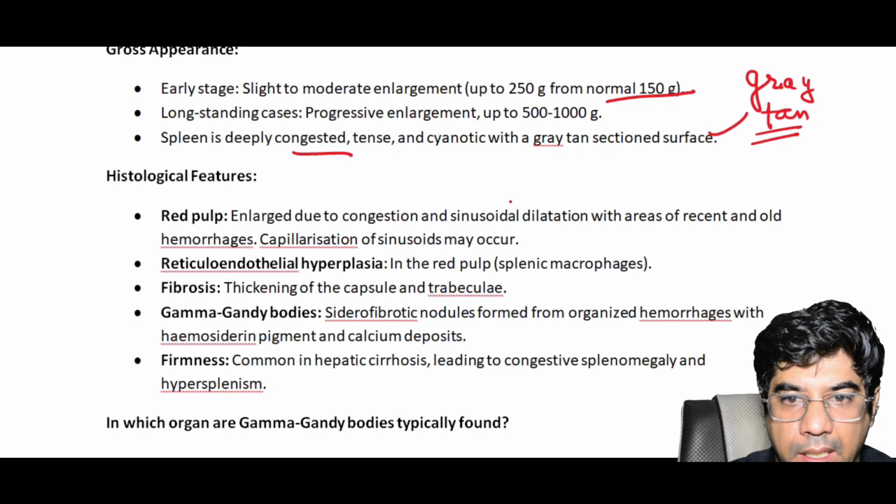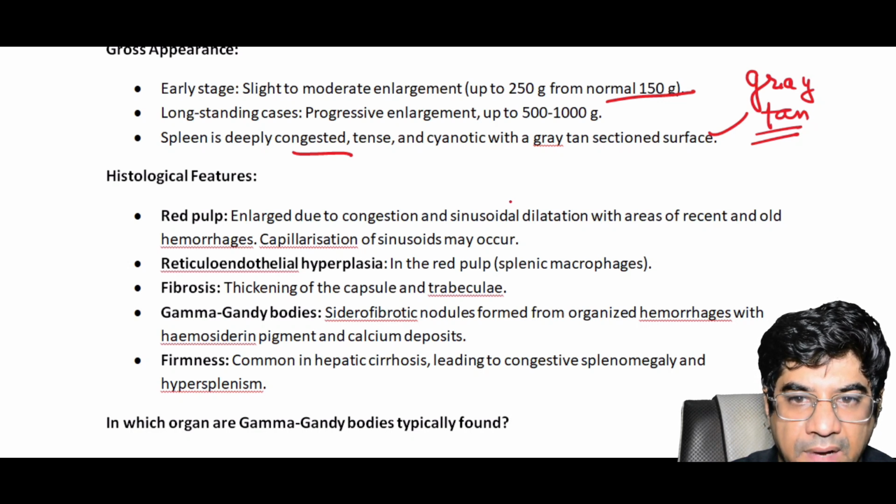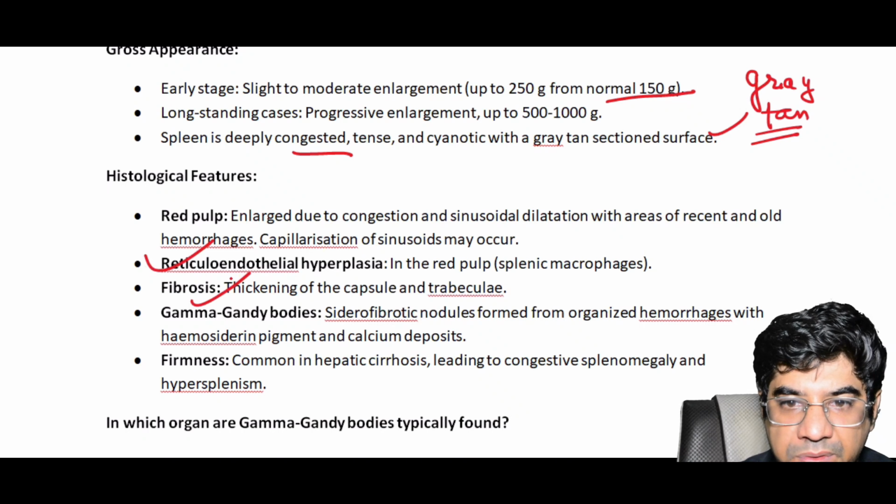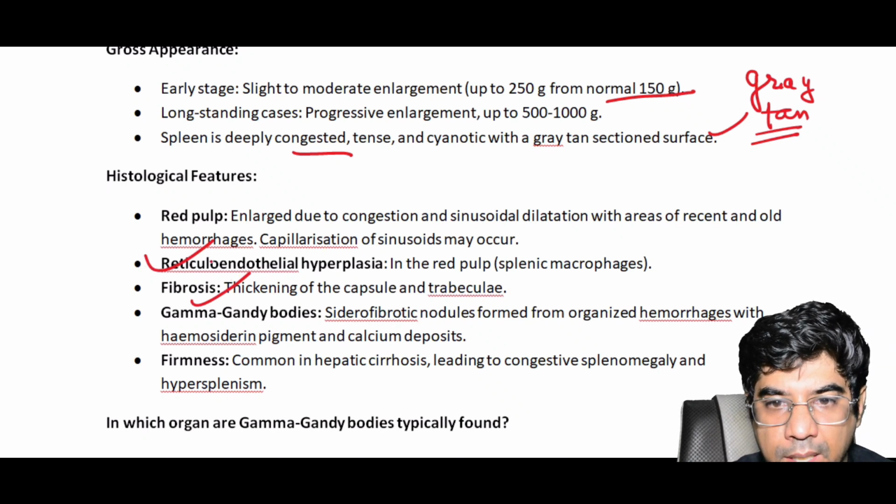You may see within the red pulp an increase in the splenic macrophages that reflects the spleen's role in filtering and processing the blood components. There may be fibrosis of the capsule and trabeculae that indicates the chronic changes.